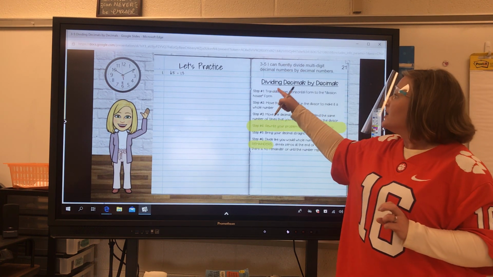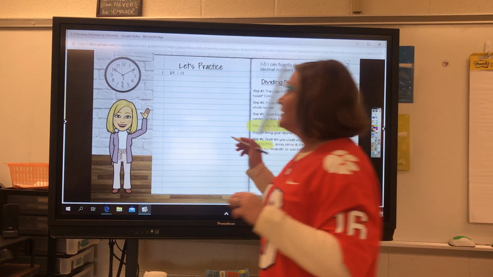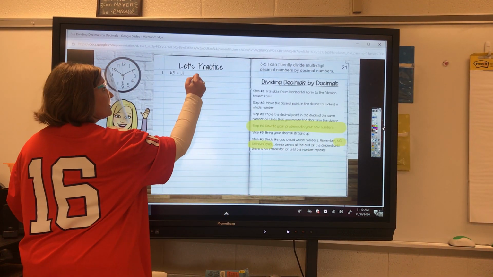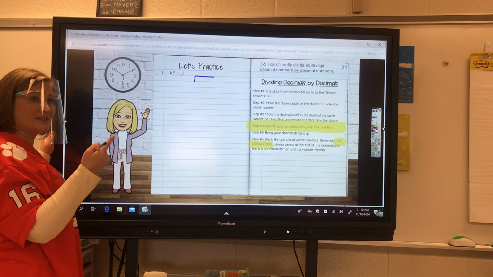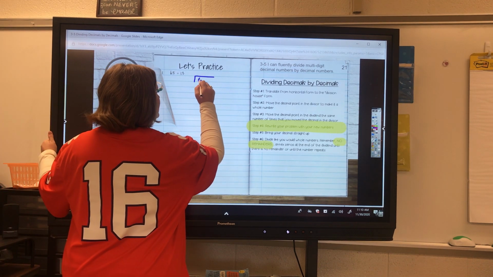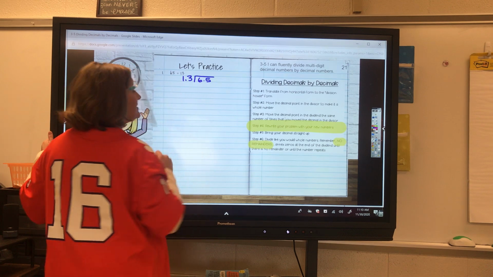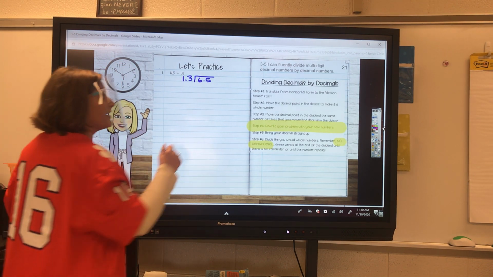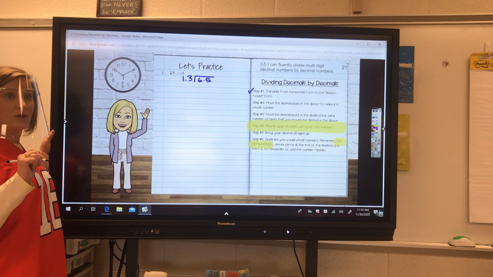Step 1 says, translate from the horizontal form to the division house form. So I need to have my box. And what's going to go inside my box? 6 5/10. And my 1 3/10 is going to go outside of my box. So you don't have to check these off, but we've done step 1, okay?